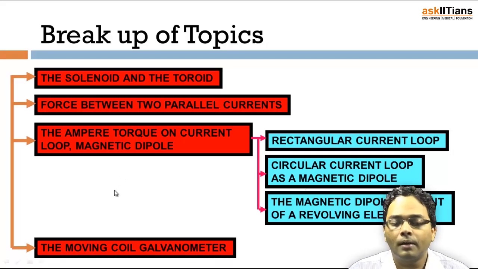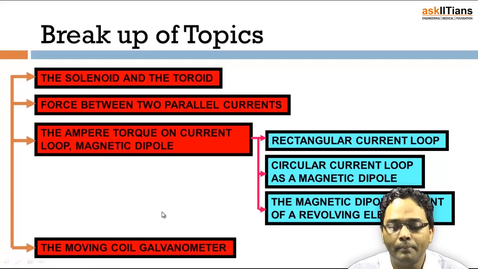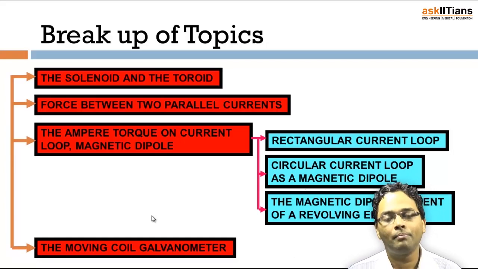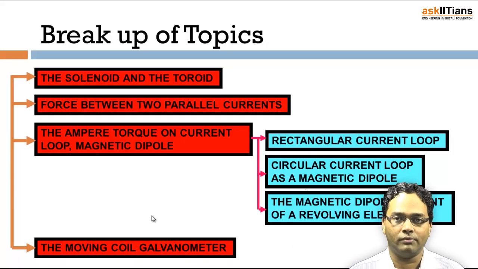Then moving on, we talk about Ampere's law, Ampere's current law, and that results in a torque on the current loop and also produces a magnetic dipole. Going further, we talk about the rectangular current loop, the circular current loop as a magnetic dipole, and the magnetic dipole moment of a revolving electron. Basically, when an electron revolves, obviously it's revolving about the center of the atom, which is going to be positively charged. Right? So that results in a kind of dipole.